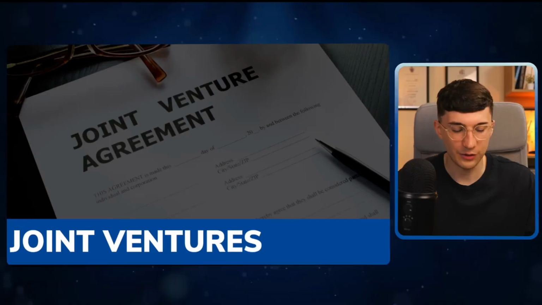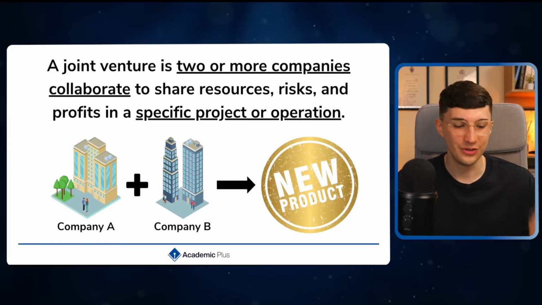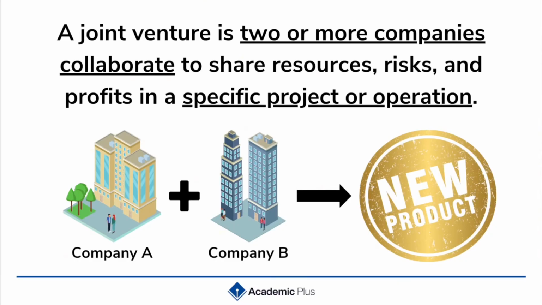Carrying on the theme of looking at different methods a business can grow, next one that we're going to take a look at will be joint venture. Now, a joint venture is when two or more companies collaborate to share resources, risks, and profits in a specific project or operation. Now, it doesn't have to be a new product, it can be just a different project, for example. Now, the collaboration is only temporary though, and the companies will still exist by themselves.